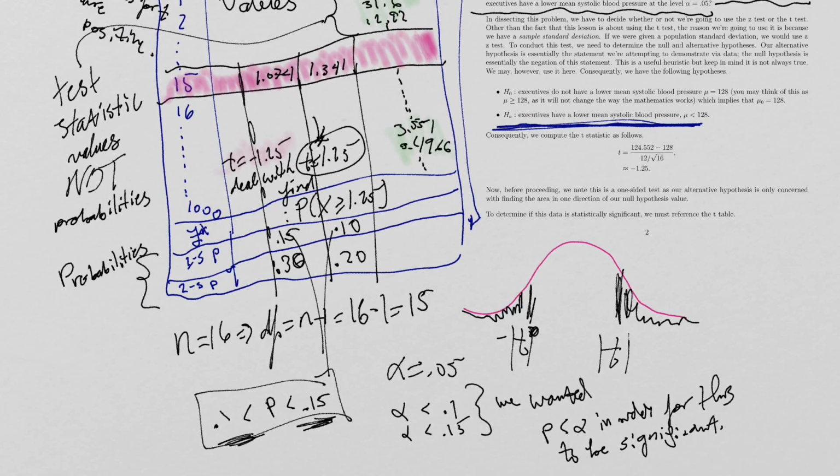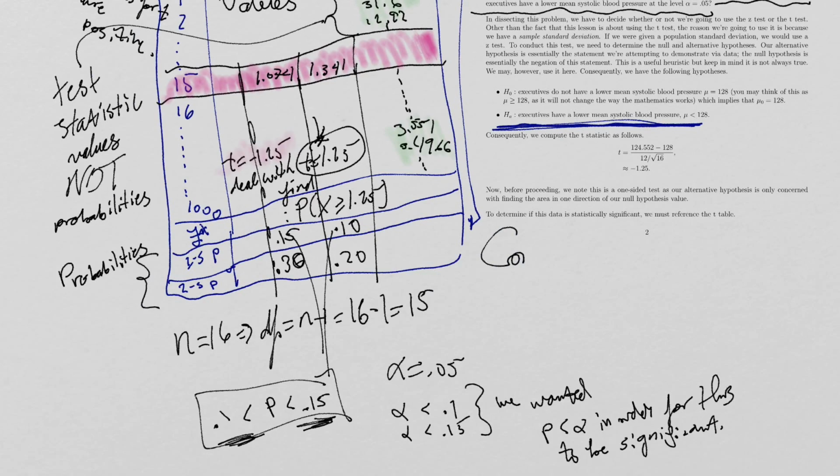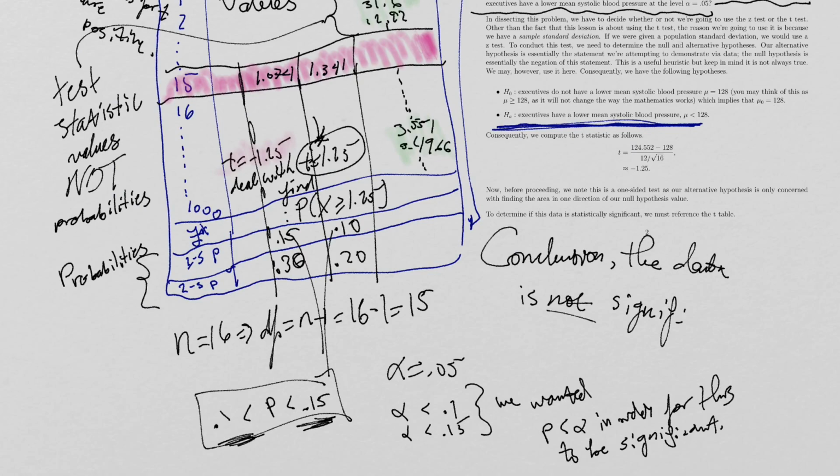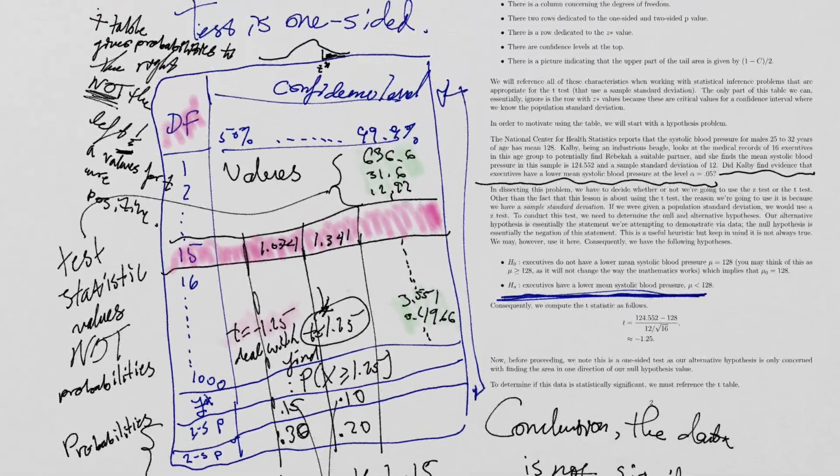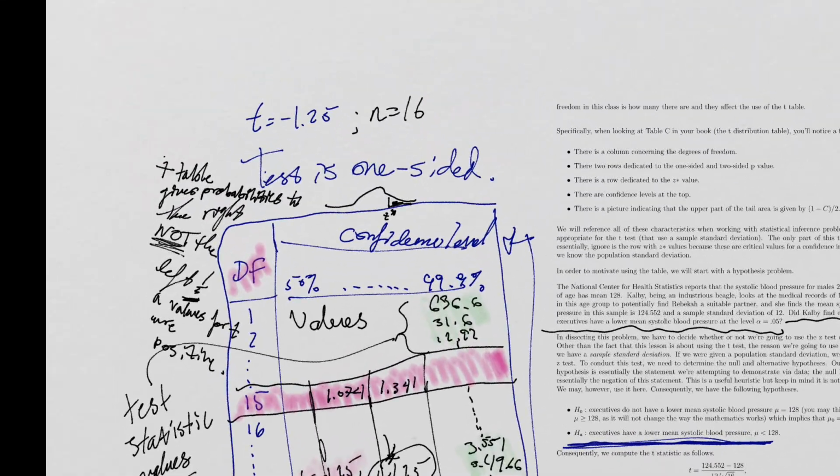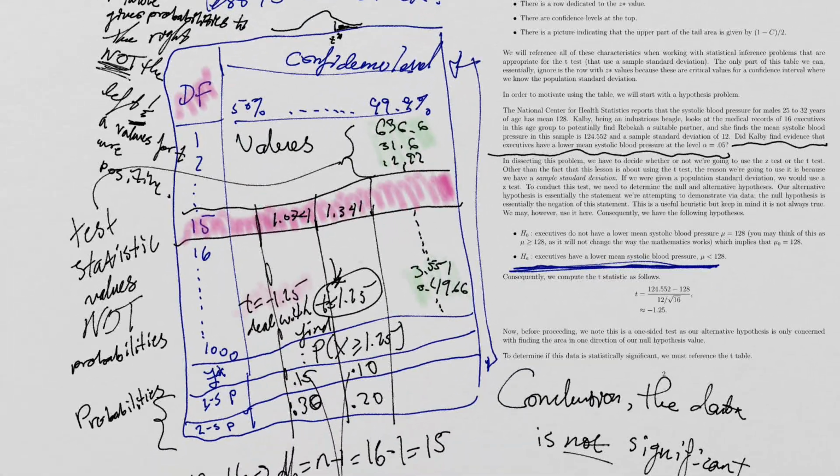So conclusion, let me just erase some stuff here. Okay. Conclusion, the data is not significant. Okay. So all we've done, really, is we've just done the same process, just with a different table.